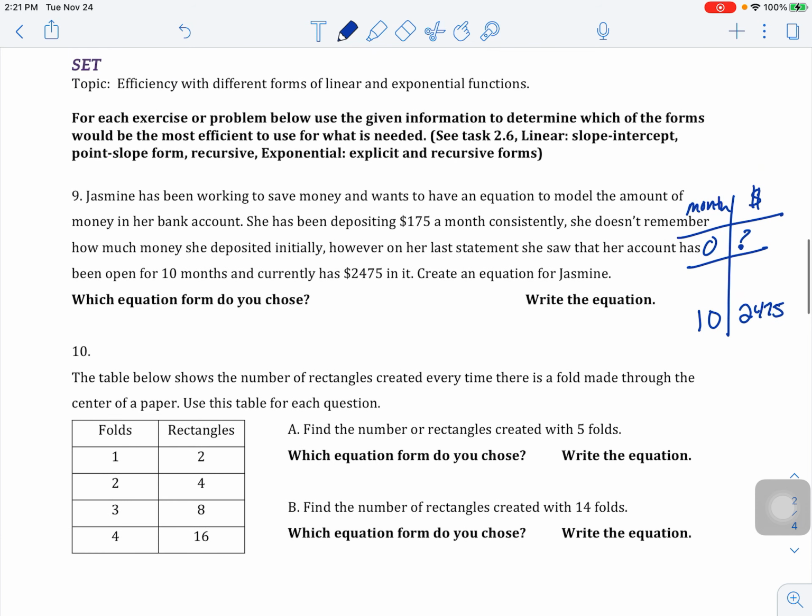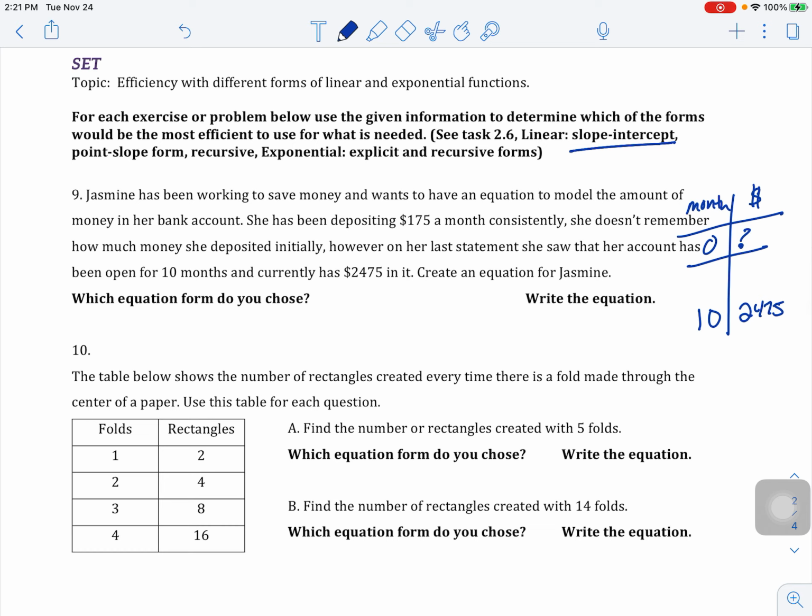The set is a lot like the task for 2.6. It gives you a situation and it asks you what type of form should we use? Should we use slope-intercept, which is when it starts at 0? Should we use point-slope when the starting input is not 0? Would we use a recursive or an explicit, and a recursive and exponential?